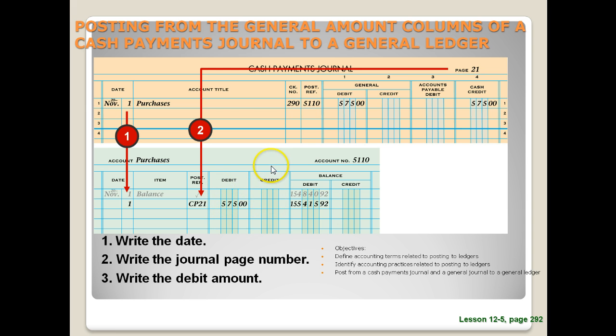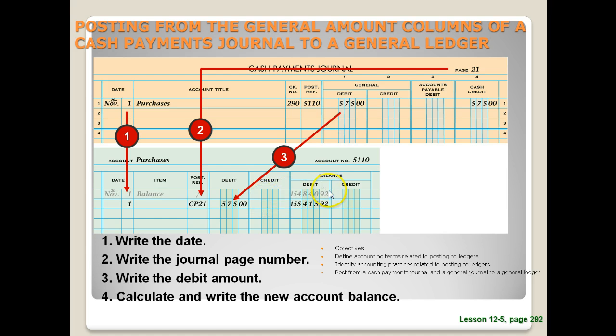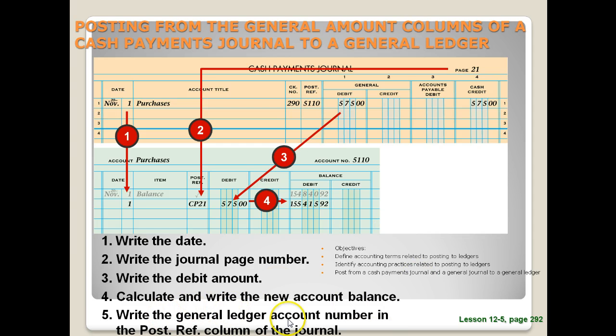These two columns are for the transaction. This is for the balance. We're going to calculate and write the new account balance. So we had an account balance of $154,840.92. Whew. And then we added, right, debit and debit, they add, a transaction for $575, and our new balance is $155,415.92. And our very last step is we write the general ledger account number in the post reference column of the journal. It's account number 5110. We go back to the journal and we write 5110 in the post reference column.